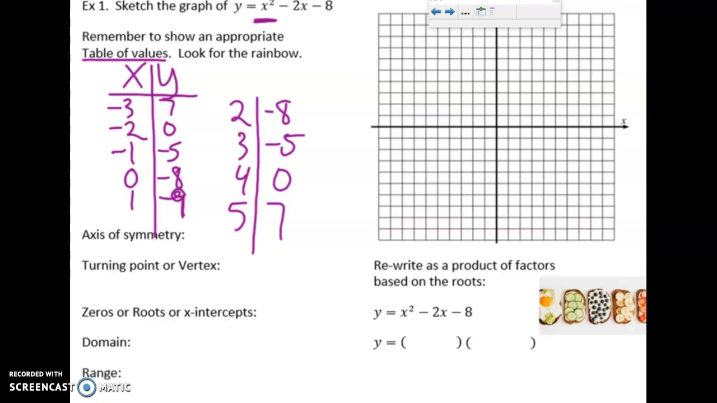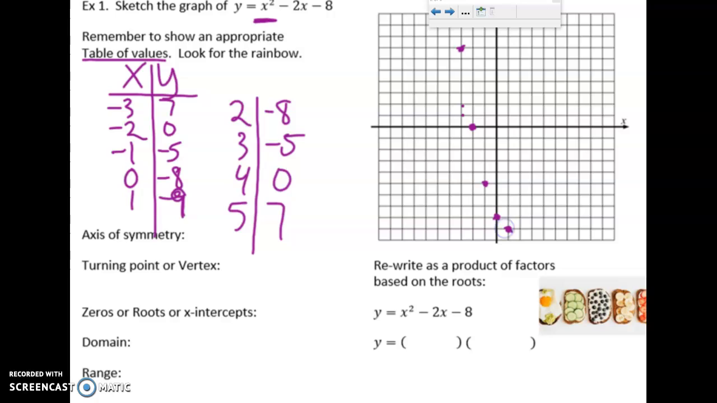So again, these are just points that you can plot by moving left, right, up, and down. So -3 in the x, up 7 in the y. -2, then move 0. Then 1 to the left, down 5. And then it's 0 left to right, down 8. There's our y-intercept. Then it's down 9.